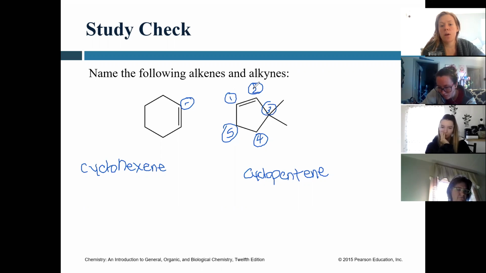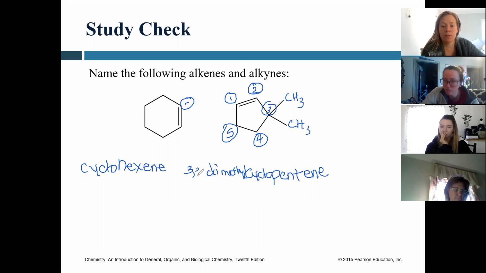So this will be 1, 2, 3, and then we've got 2 methyl groups. This arm here is a CH3 at the end of this, CH3. So we call those methyl groups. There's 2 of them, so it's got to be dimethyl. We can smush that against the cyclopentene. And they're both on 3. So it's going to be 3,3-dimethylcyclopentene. Oh my goodness, what a mouthful.